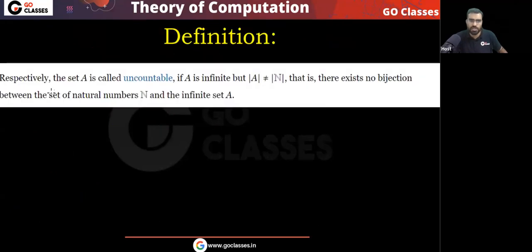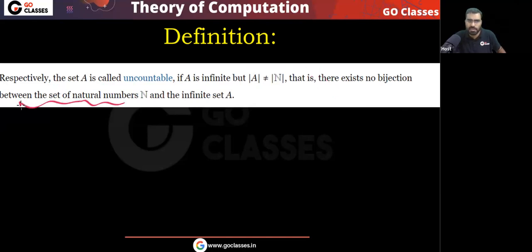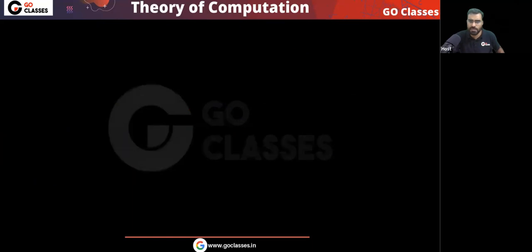So you can easily notice here, set A is uncountable if it is infinite and there is no bijection between A and N. There exists no bijection between the set of natural numbers and infinite set A. This is the definition of an uncountable set. Set S is uncountable if and only if S is infinite and there exists no bijection between S and N.